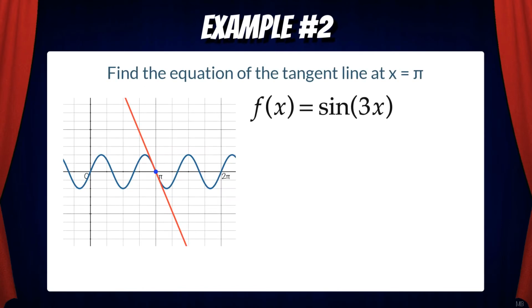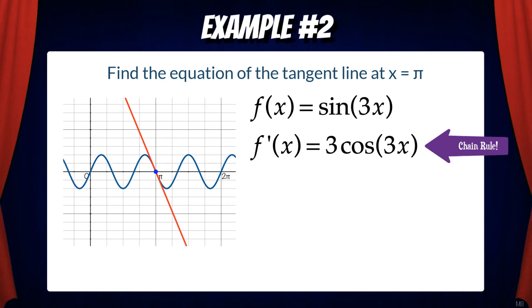Find the equation of the tangent line at x equals pi on the function f of x equals sine 3x. Let's follow the steps. First, we're going to find f prime of x. In this case, f prime of x equals 3 cosine 3x. Note that we have to use the chain rule. Then we're going to find f prime of pi. In this case, f prime of pi equals -3.